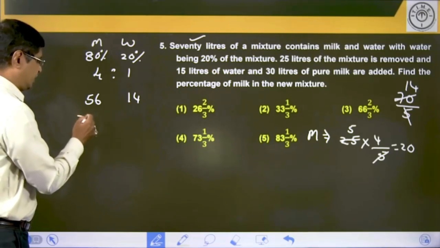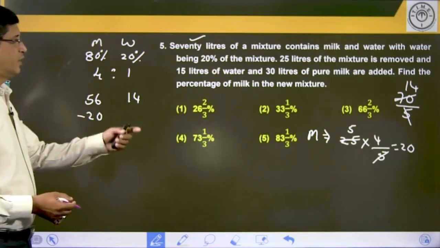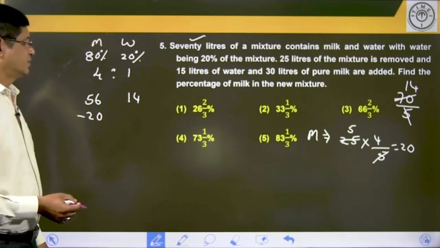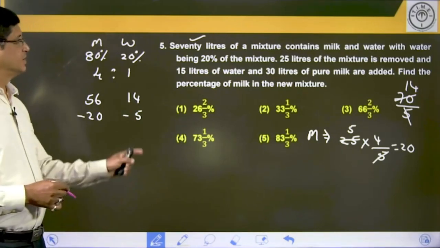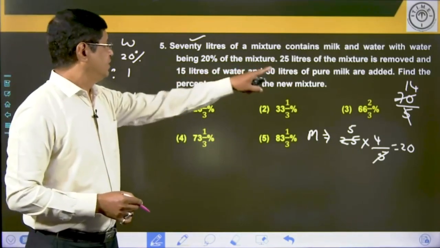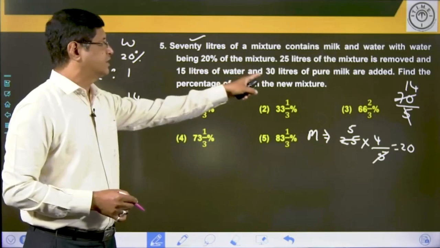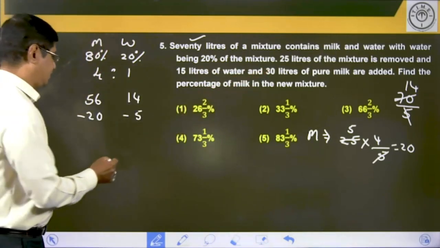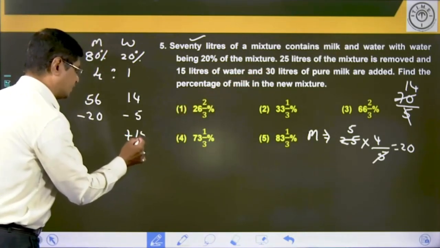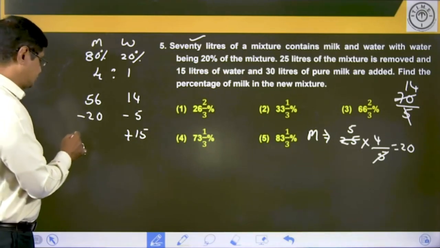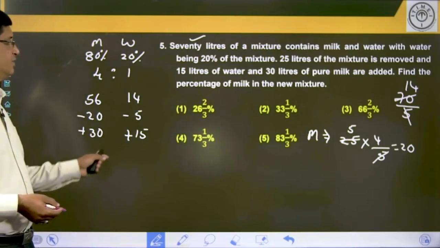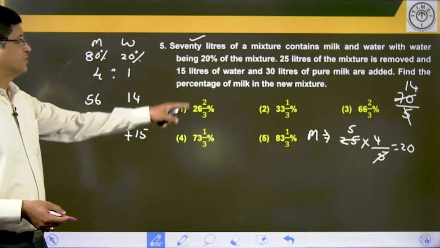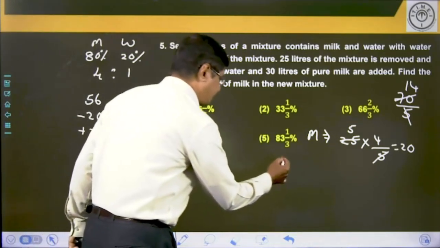Just subtract 20 liters of milk. And what about the water? Water is the 5 liters. Am I right? Then what is the next point here? 15 liters of water and 30 liters of pure milk are added. I am adding 30 and 15 here. Then find the percentage of milk in the new mixture.